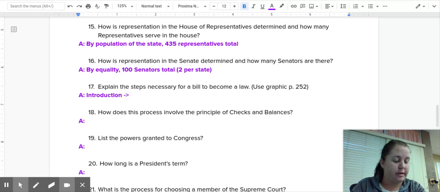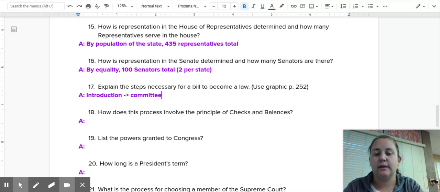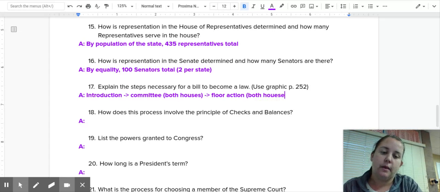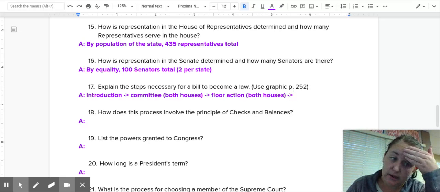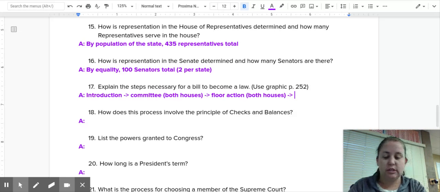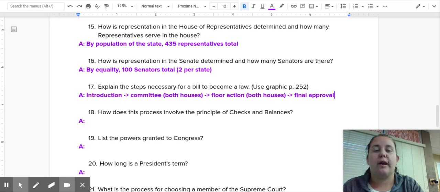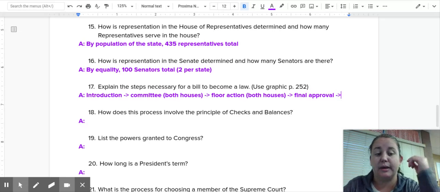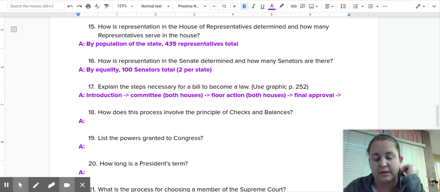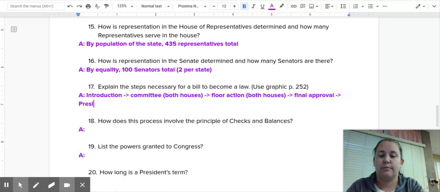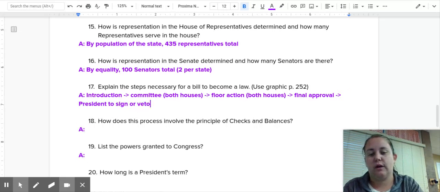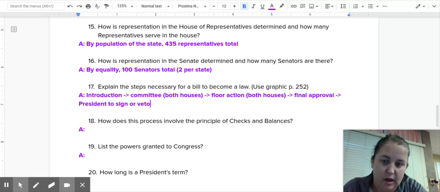Okay, so then it goes into a committee process. This is in both houses, where they see if they agree with the bill. Then it goes to something called floor action. This is again in both houses, where they are determining whether or not this is something that the overall Senate or House of Representatives agree with. Then it goes into the final approval stage, where the houses have to come up with a final bill that they both can agree on, where it's word for word the same, if they can do that. Then it goes to the president to sign or veto. If the president vetoes, it doesn't become a law.